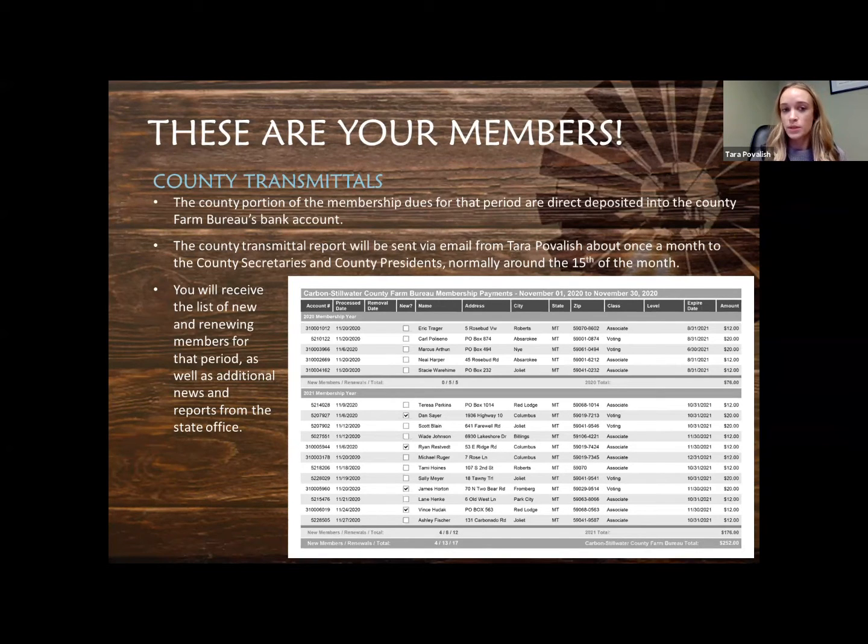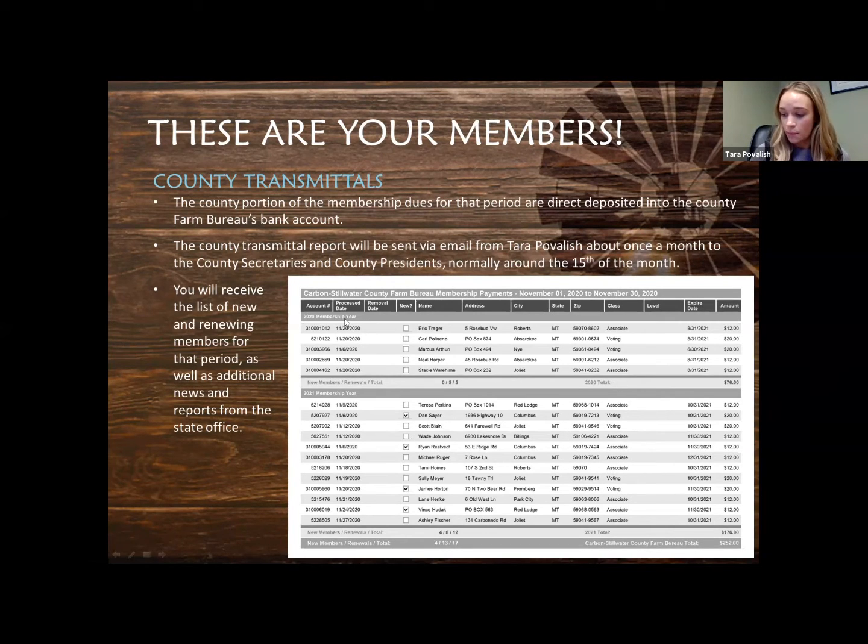Besides you guys, the secretaries, being on those emails, the county farm bureau president will be on them, and then your regional managers and district directors will get those. If anyone else needs that information, obviously feel free to forward it to them, but that's who gets them from me. And if you can see on the PowerPoint, this is an example of that report that I will be attaching to those emails.